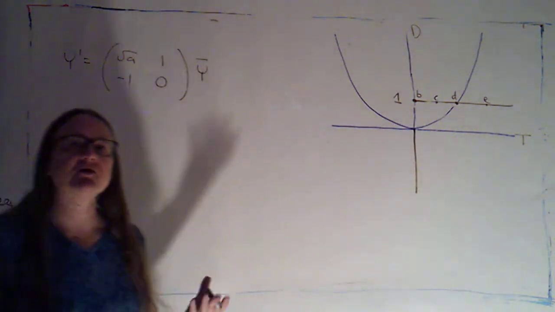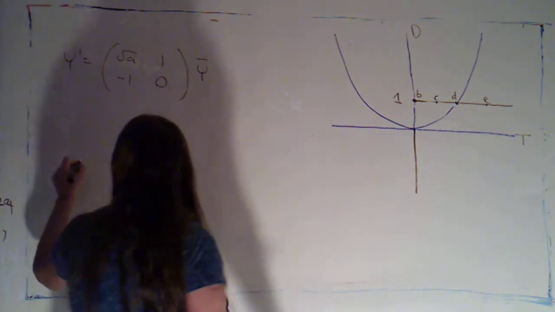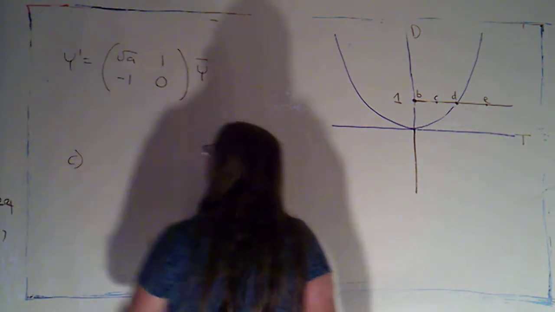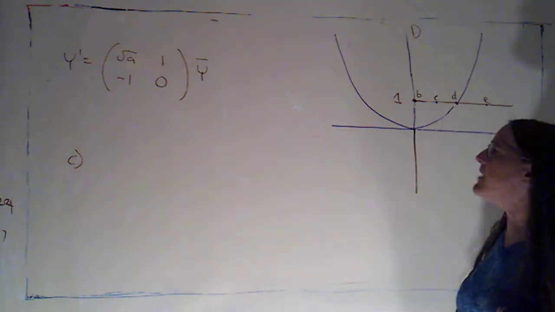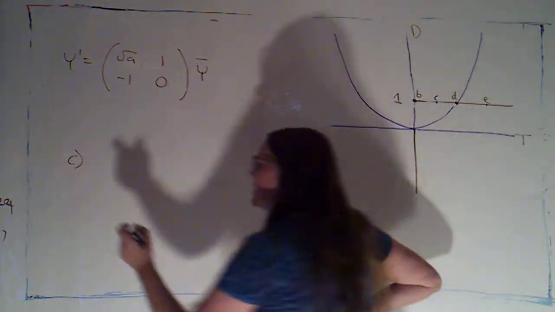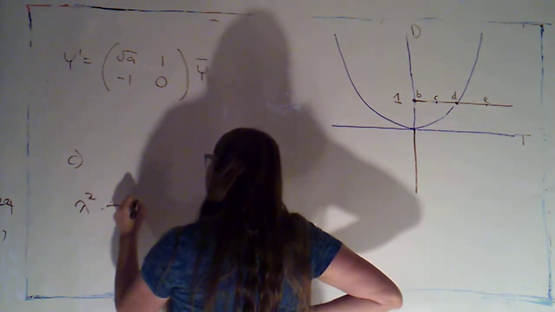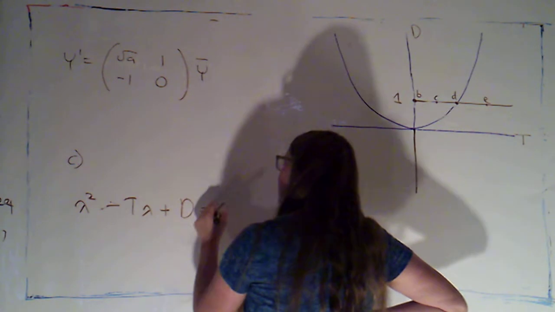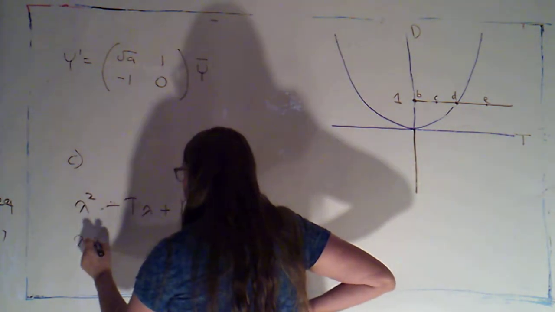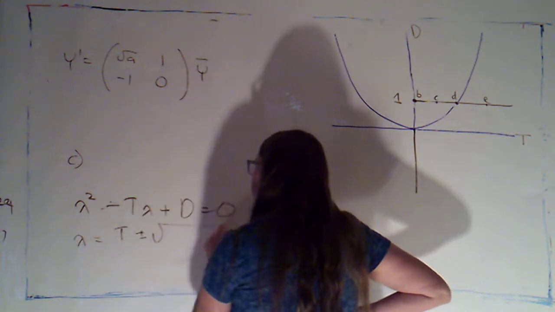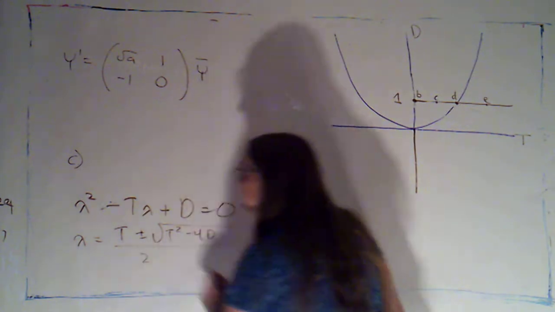For that, I just asked you to draw a general phase portrait. So let's do that first. Let's take a look at C. And if I remember what I get, great. If not, I can always work it out, because I know the characteristic equation is lambda squared minus t lambda plus d equals 0. Now what that means is that lambda will be t plus or minus the square root of t squared minus 4d all over 2.